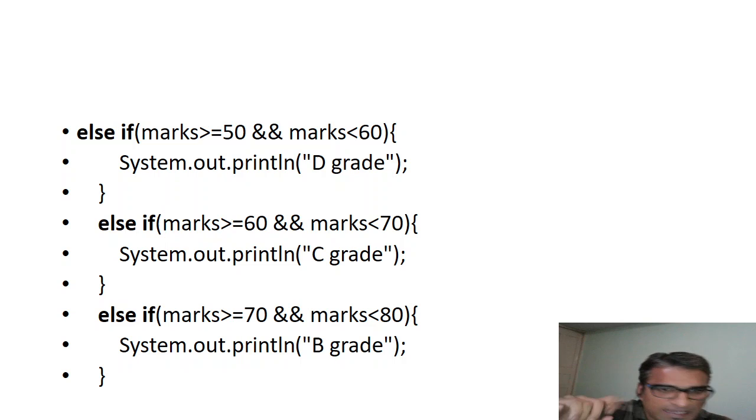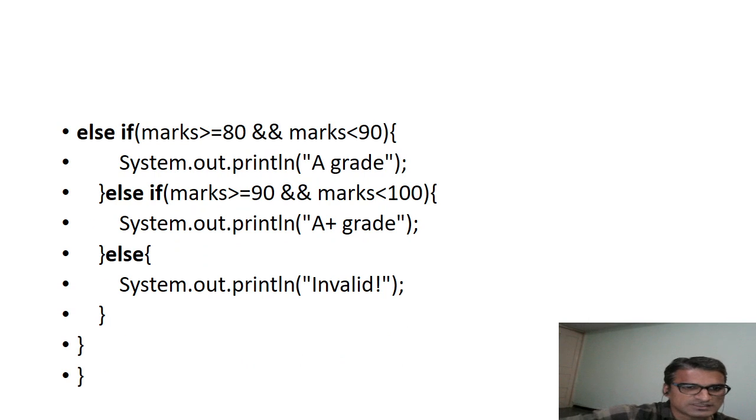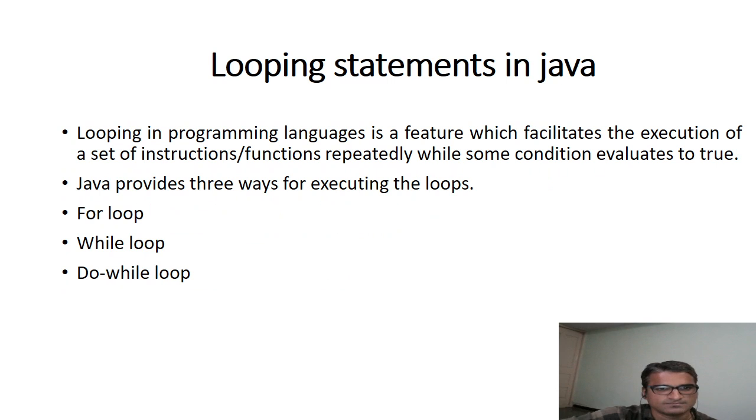And each if has one condition. If the condition is true, then it will execute its corresponding statement. If its condition is false, then it will come to the last else part, that is invalid. So in this way, an if else if ladder program can be written in a Java program. So the decision making statements are over. As I said, it is typically based on conditions. Once we concentrate on conditions, then it will be easy for us to write different programs.